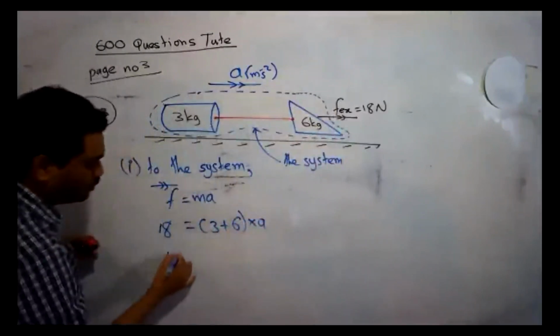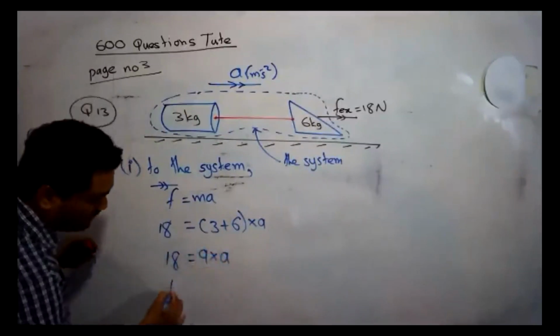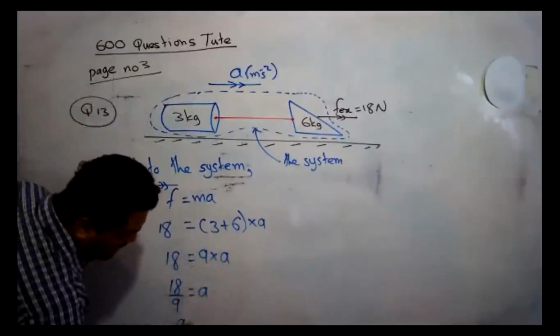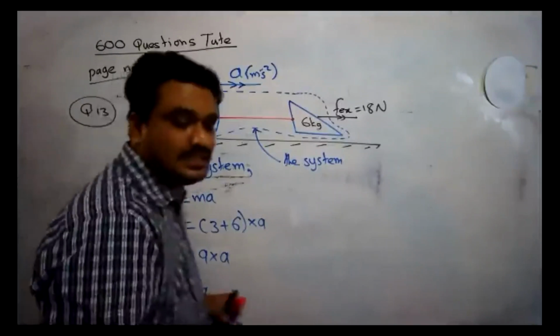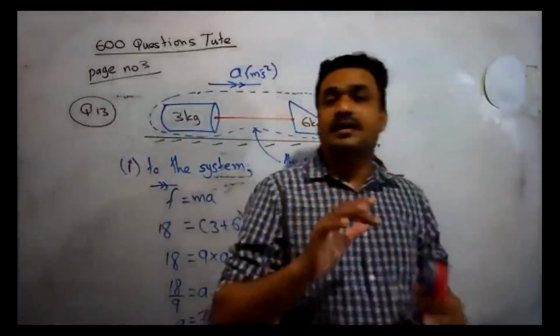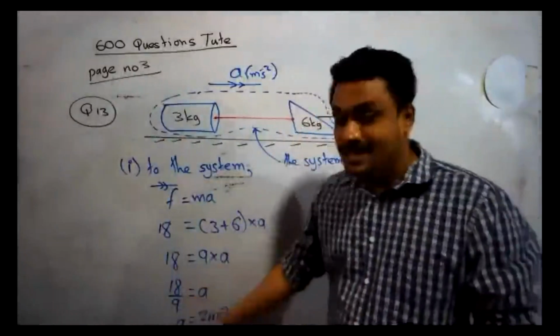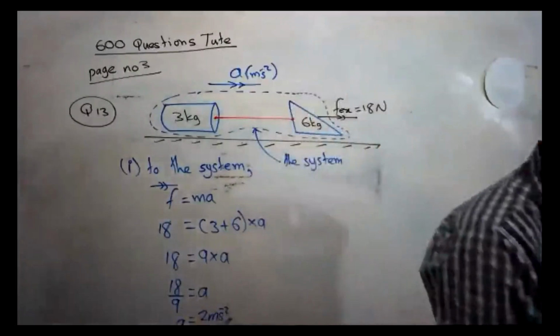So 18 equals 9 times a. Take 9 to this side. 18 divided by 9 equals a. Therefore, acceleration is 2 meters per square second. 18 divided by 9 is 2. I know maths very well, I can divide 18 by 9. So acceleration equals 2 meters per square second. Write it all down.